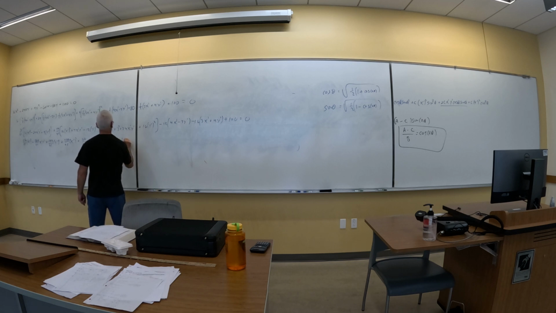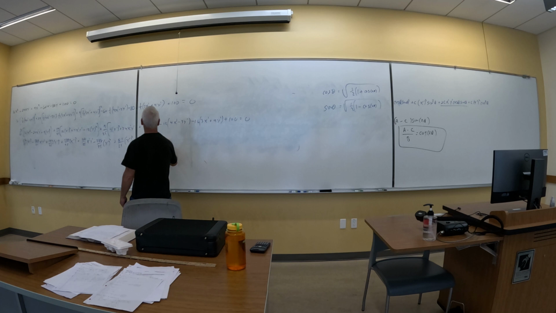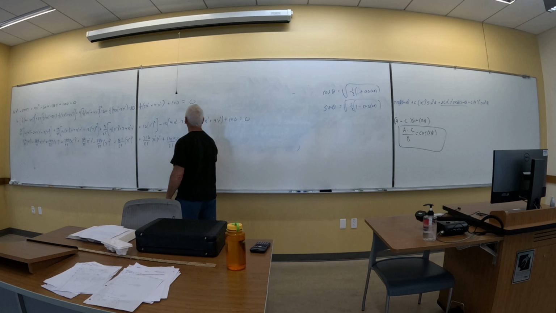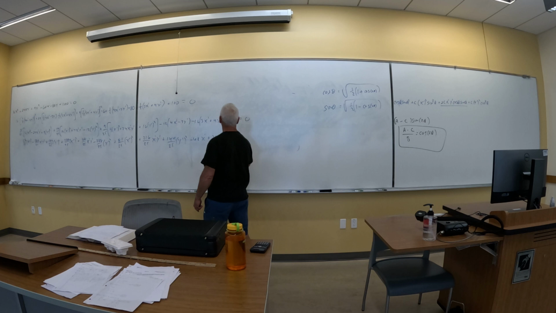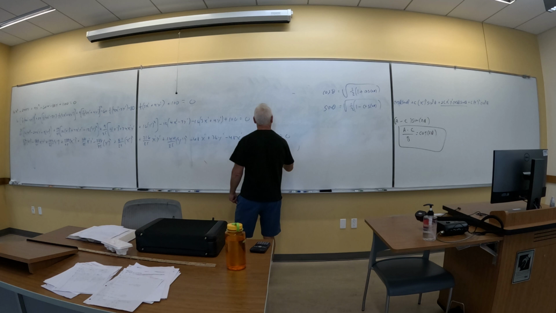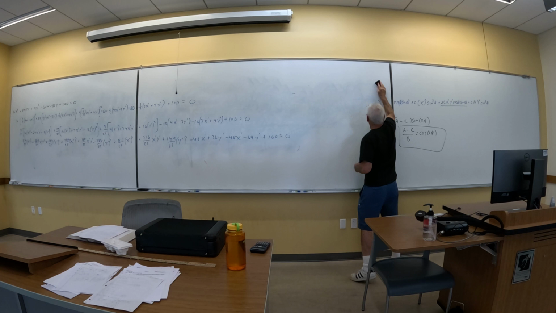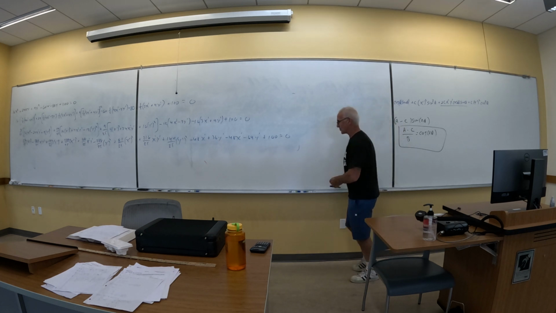plus 81 over 25 x prime squared, plus 216 over 25 x prime y prime, plus 144 over 25 y prime squared, minus 48 x prime plus 36 y prime, minus 48 x prime, and then where are we here? Minus 64 y prime plus 100 equals 0. All right, let's start by gathering the x prime squared terms.